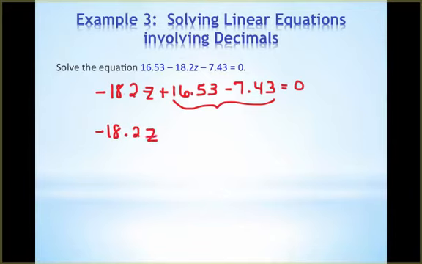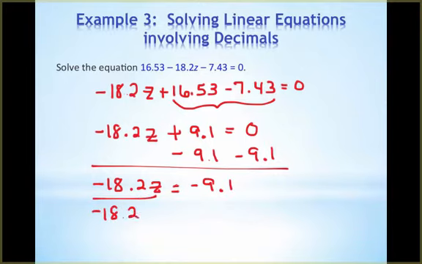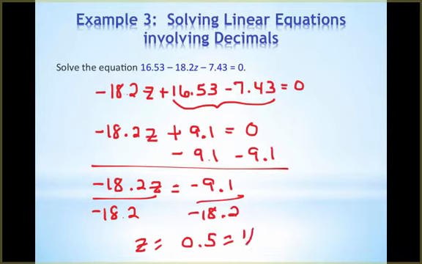18.2z plus 9.1 equals 0. Then we will subtract our 9.1 and get negative 18.2z equals negative 9.1. And then we're going to divide by negative 18.2. Now, if you use a calculator for that, we should get positive 0.5, which we know to be a half. And so our answer is that z should equal a half.